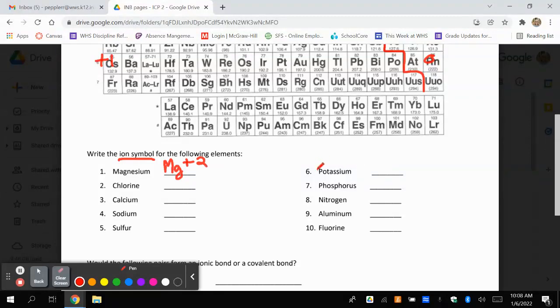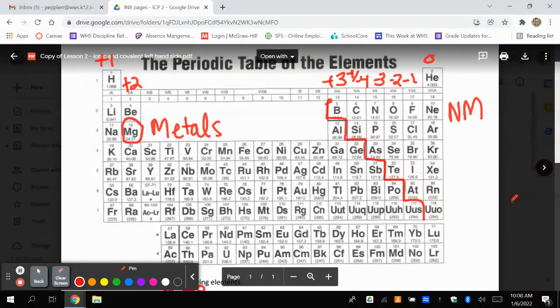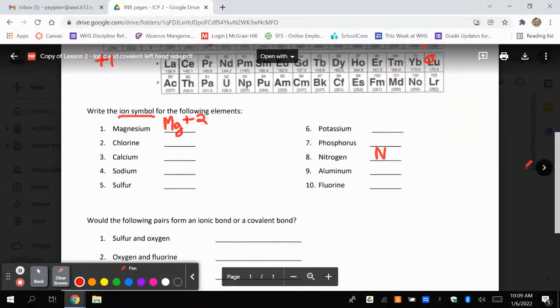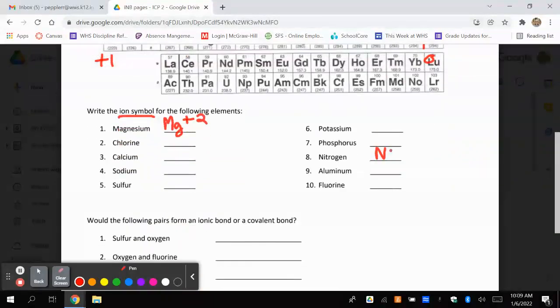Let's do one more of these together. We can look at number 8, nitrogen. Its symbol is N. We go up to our periodic table and find nitrogen, right here in group 15. Group 15 forms -3 ions. So our ion symbol for nitrogen is N -3.